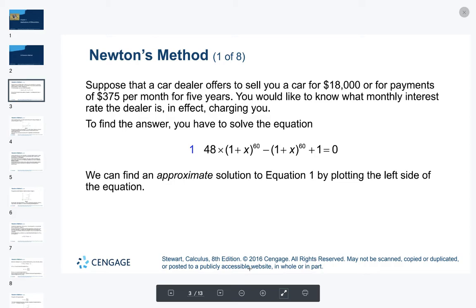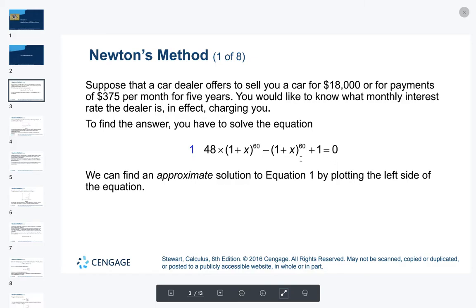Here is an example. Suppose that a car dealer offers to sell you a car for $18,000 or for payments of $375 per month for 5 years. You would like to know what monthly interest rate the dealer is in effect charging you. This is a tedious problem, but essentially to find the answer you end up having to solve this equation. Notice this is a 60-degree polynomial. It's not easy to find a solution.